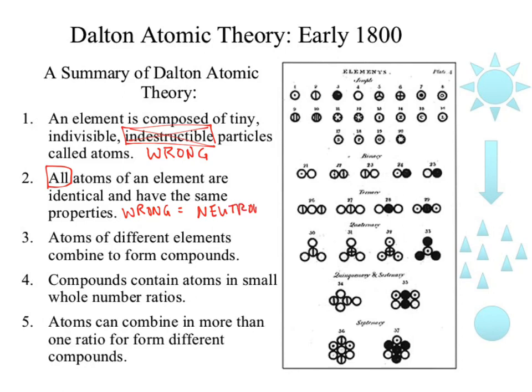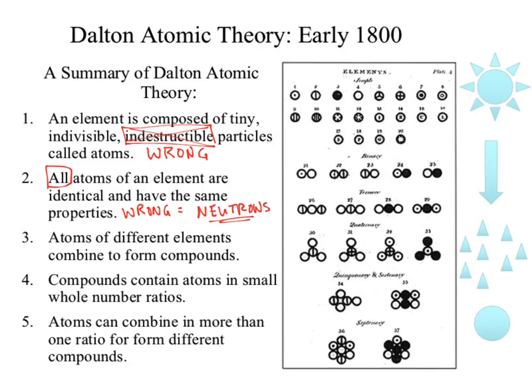It's going to come down to the concept of neutrons. Atoms of different elements combine to form compounds. I take hydrogen and I take oxygen and I put them together, and what do I have? Water. Guess what? 3 is true.